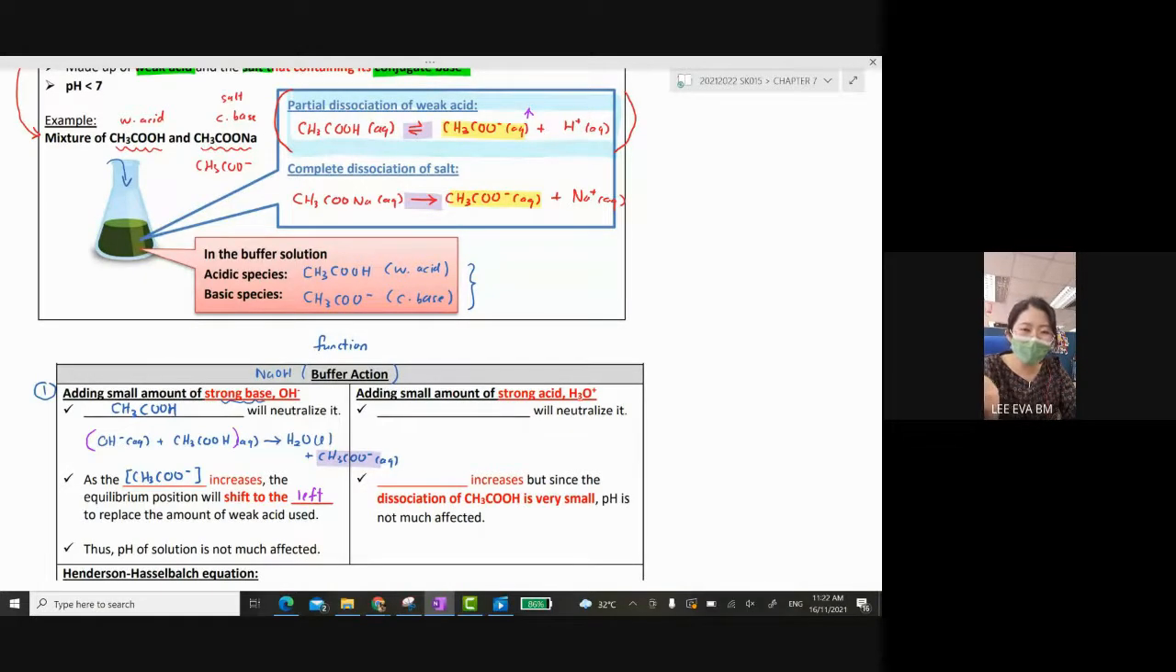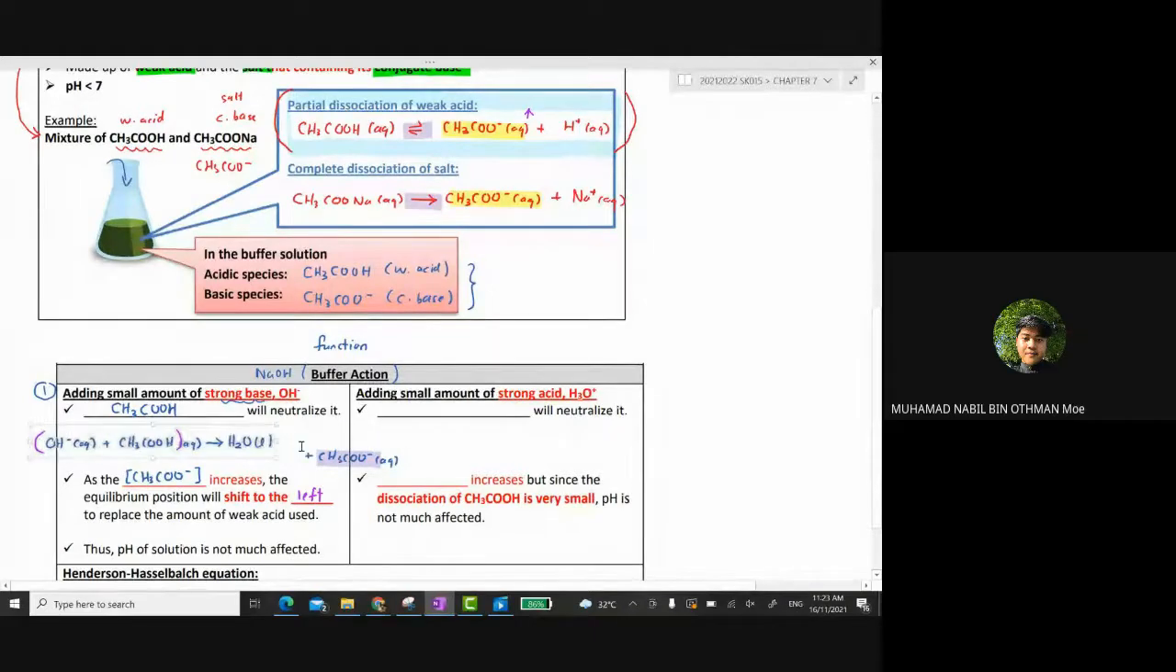Kalau tambah base, you added base, supposedly the pH value will increase. But in this case, it will only increase just a little bit. So this one is in theory. Later we will see the calculation. So for the first scenario, is everyone okay? Is there any questions? Ada soalan nak tanya? No, madam. Tak ada, madam. That's okay, yeah?